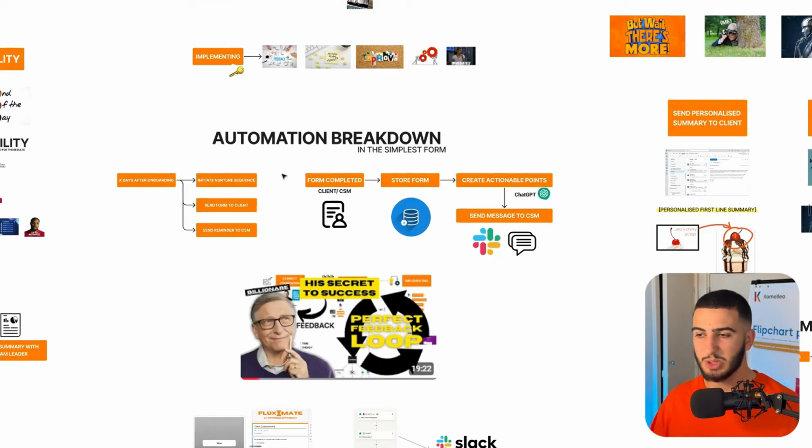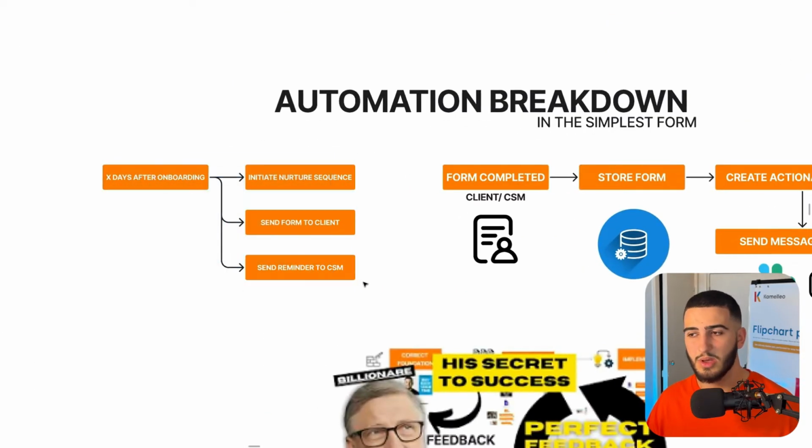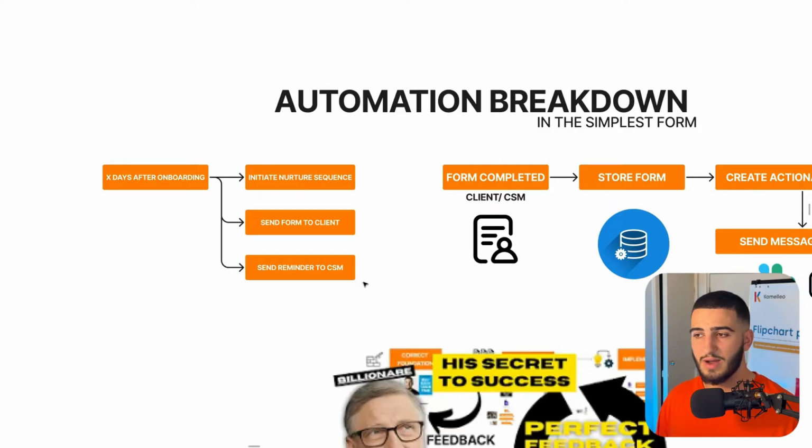Now, this is going to be split into two different things. We have the first automation where let's say 30 days after onboarding, and then it kind of starts a loop. You either initiate a nurture sequence to get them to complete a form, you send a form to the client directly, or even better, you send a reminder to the customer success manager on the next call to basically, at the end of it, take about 20 minutes to talk about feedback and collect the feedback.